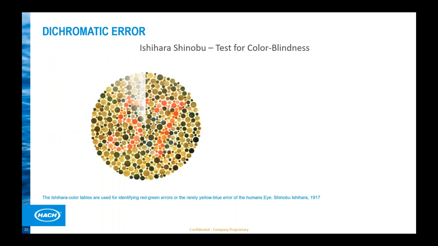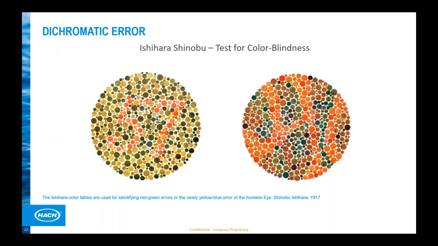Another thing is color blindness. If people have some kind of color blindness, then it's probably not the best to do color assessments. Therefore, a Japanese dentist developed in 1917 some tables with dots on them to identify red-green errors or the yellow-blue error of the human eye, to do some tests for color blindness.